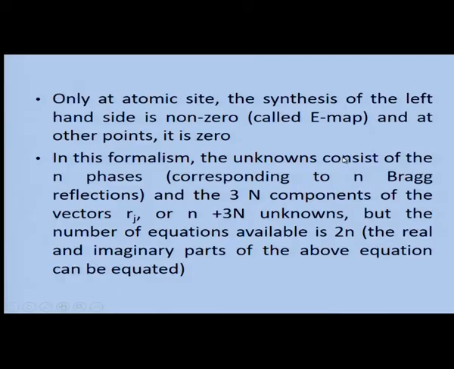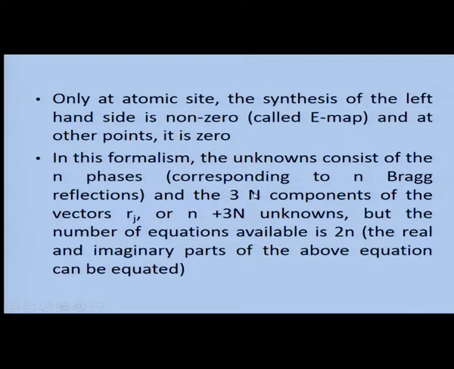Now, in this formalism the unknowns consist of the n phases. Suppose you have n reflections. You know the intensities only, or the structure factor magnitudes only, but the phases are unknown. So, n phases are there, and what else? Every atom has 3 unknown coordinates. Suppose n atoms are in the unit cell, then you have 3n coordinates to be determined.